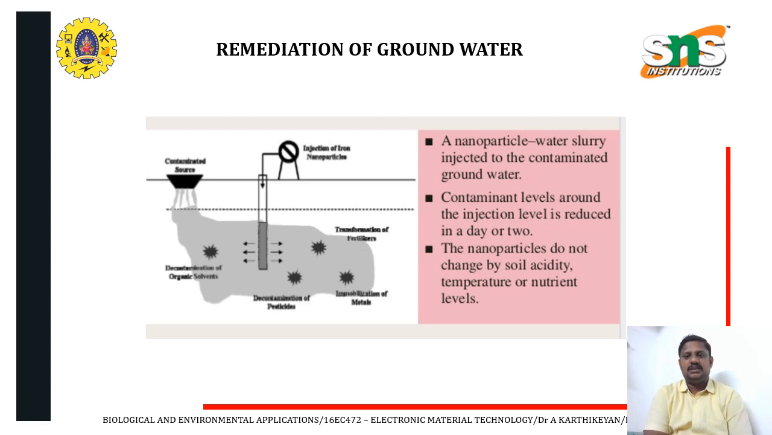So a nanoparticle water slurry is injected into the contaminated groundwater, and the contamination level around the injection is reduced. And the nanoparticles do not change the soil acidity. That's the main point, and the temperature and nutrient level will also remain constant, they won't change.